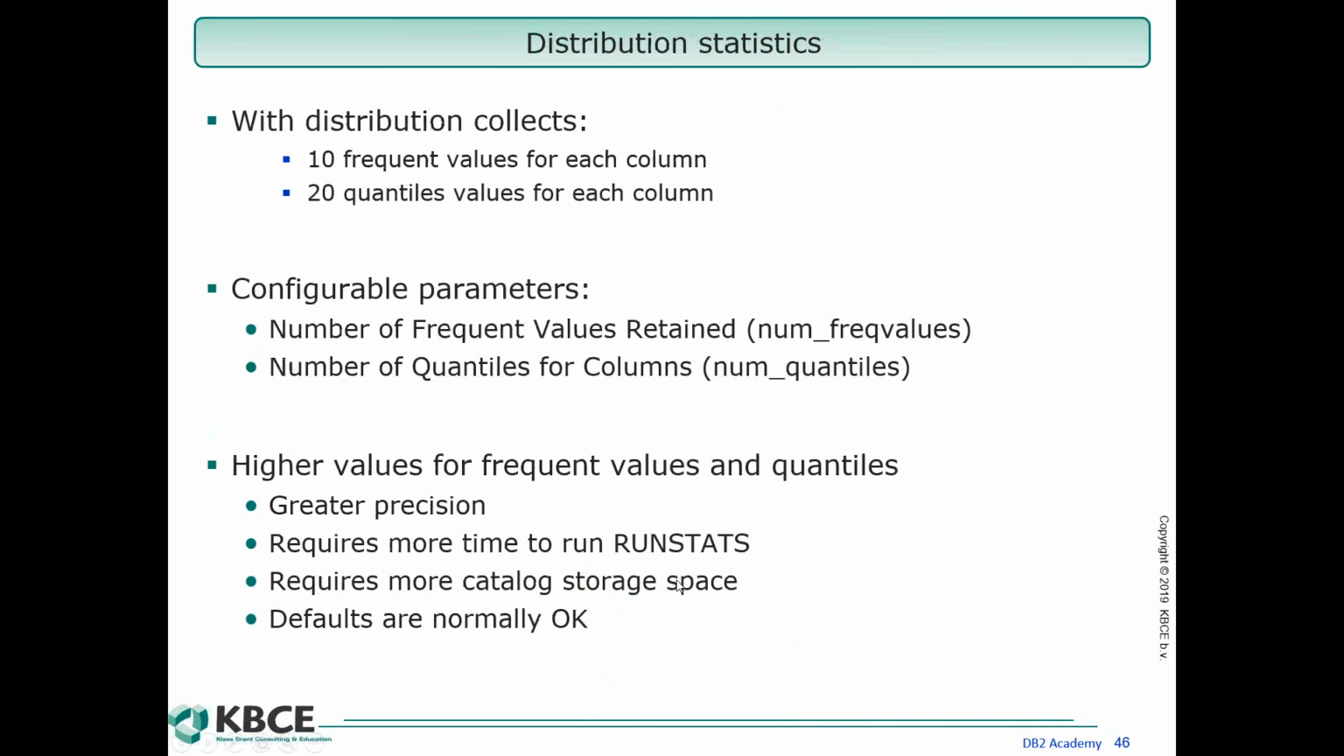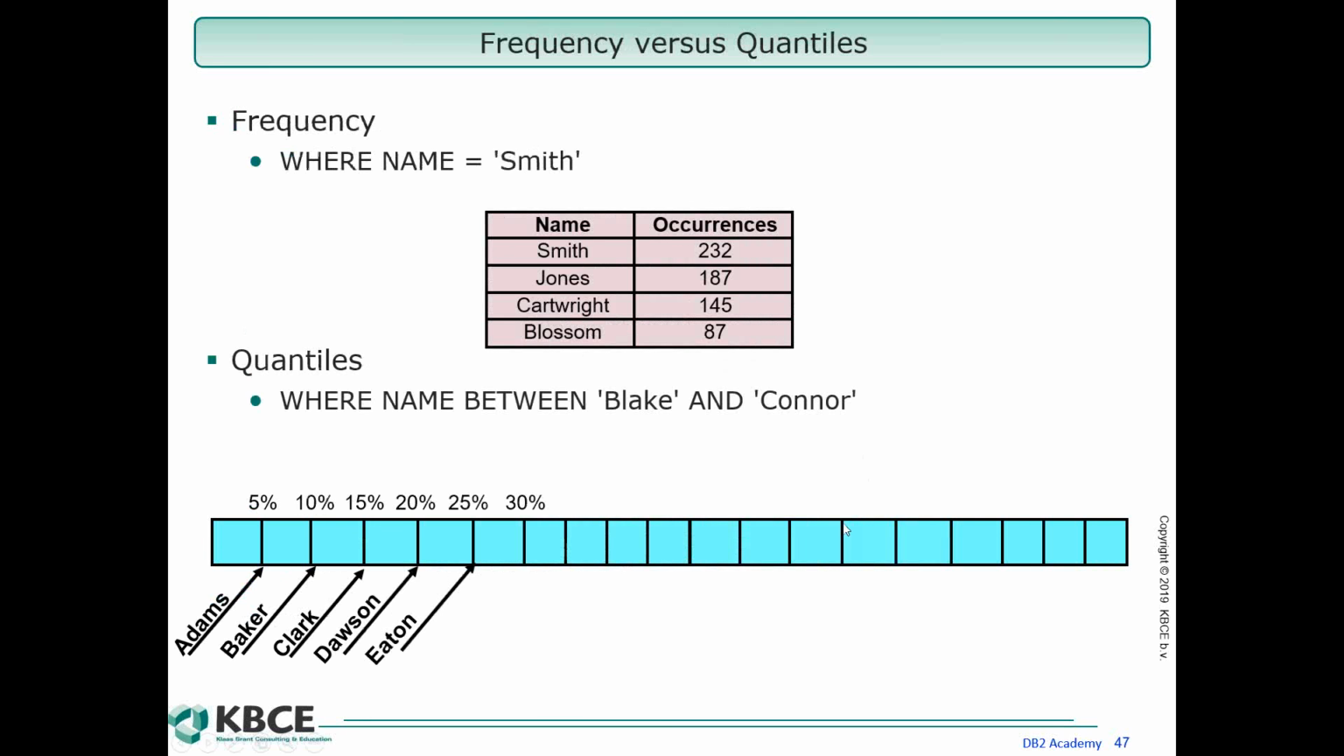The distribution statistics takes care of the frequent values and takes care of what we call the quantile. And they're different. The frequent values actually counts the values which are most often there. And then it says, well, this one is seen so many times, this one is seen so many times. And you might say, well, what I'm querying is actually not in that list. So what is that list good for then?